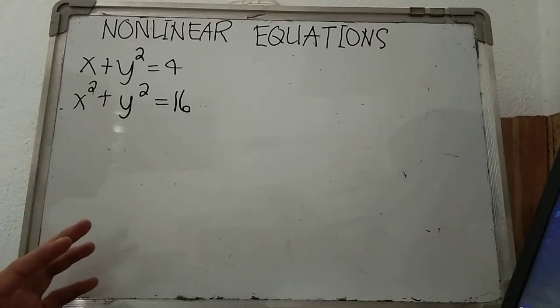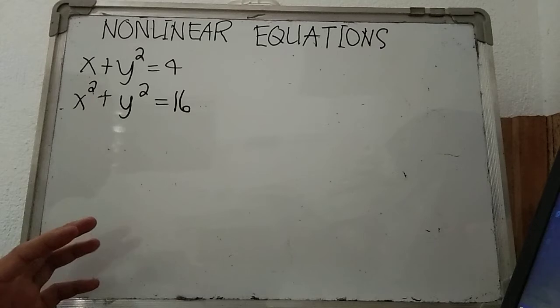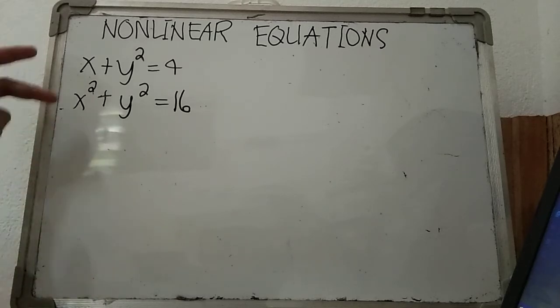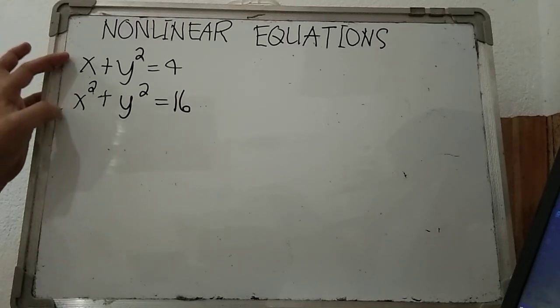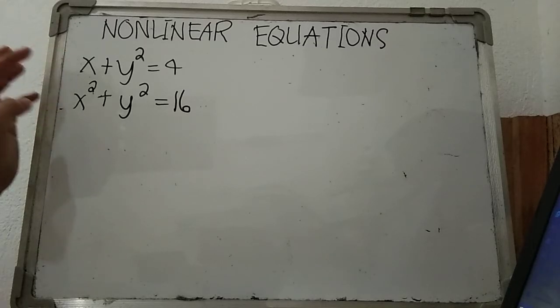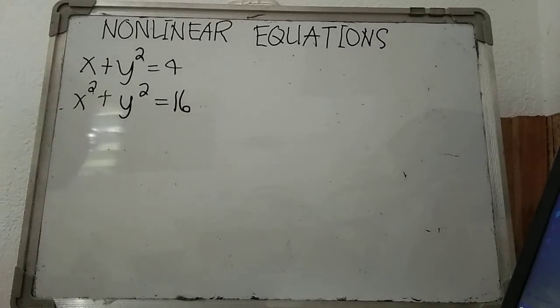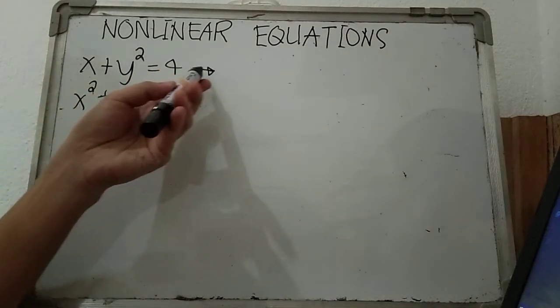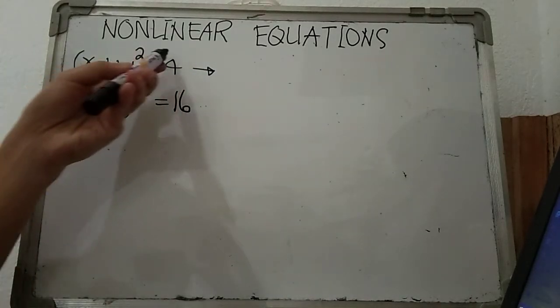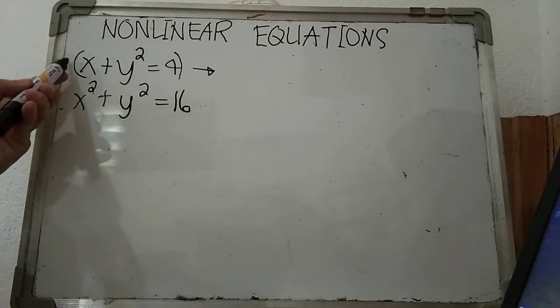Technically, the solution set is just the points which are intersections of the graph of the two nonlinear equations. So what we're going to do is to manipulate the two nonlinear equations using the elimination method. Now, how to use the elimination method? First thing to do is that we are going to multiply the first equation by -1.